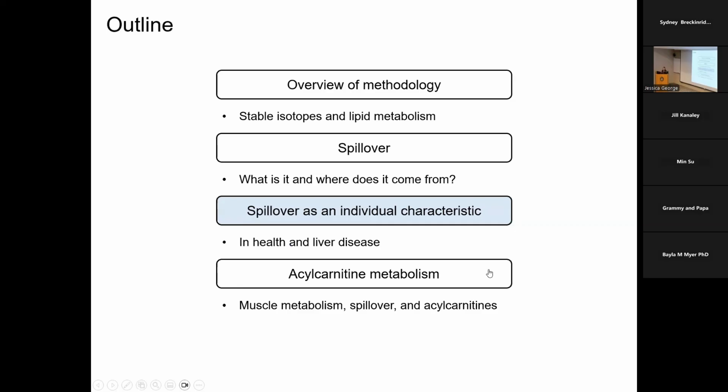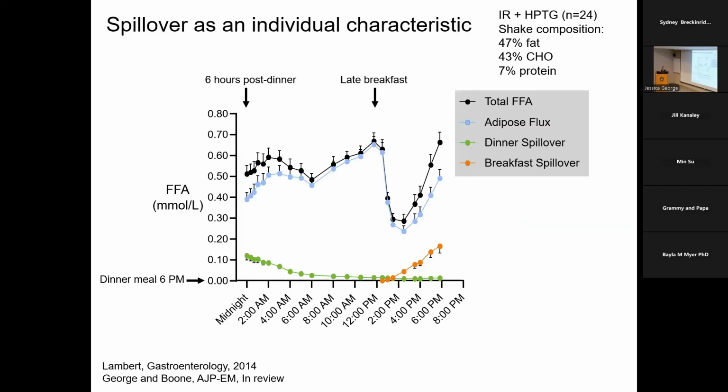So now that we are familiar with spillover, I would like to show you how spillover plays an important role as an individual characteristic. So I already showed you this graph in which people with insulin resistance and high triglycerides had dinner and a late breakfast. But these lines represent the average of the entire group. And so across all people, we wanted to compare spillover 6 hours after the dinner and breakfast.